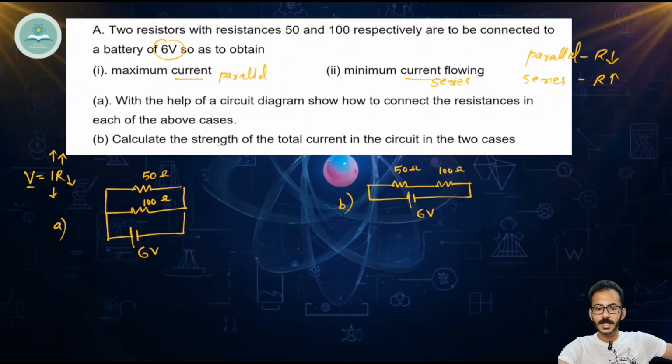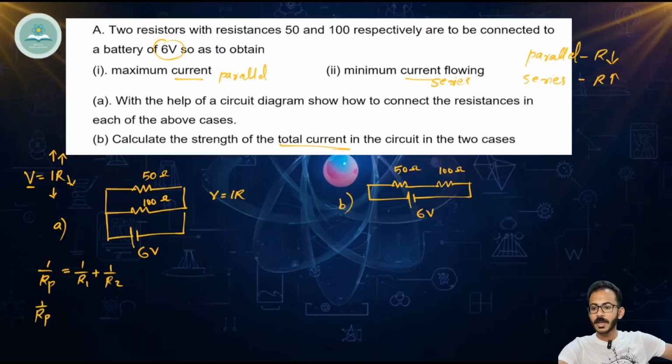Now in the second part, calculate the strength of the total current in the circuit in two cases. In both the cases, we'll have to find out the total current. We know the equation V is equal to IR, that is Ohm's law. So using Ohm's law, we'll be able to calculate it. But for that, we should know the effective resistance. So in this case, what will be the effective resistance in parallel? 1 by Rp is equal to 1 by R1 plus 1 by R2.